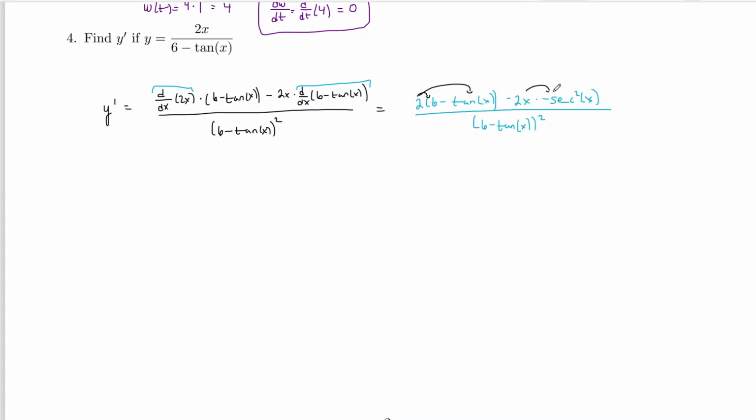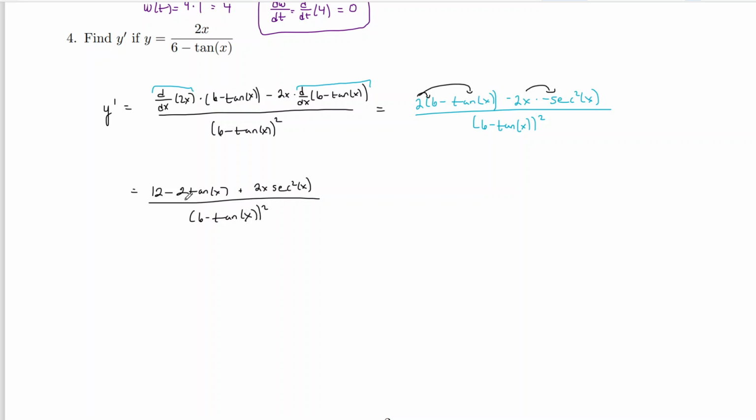Now, it's not necessarily always the thing you want to do, because if you have something in common with each one, you can factor it out. Ultimately, if you look at what's in common with these two things, only 2 is in common, and that's not going to help us much. So let's go ahead and just distribute everything through. Take the 2 through, we get 12 minus 2 times tangent of x. And then when we multiply the negative 2x times negative secant squared of x, we get a plus 2x secant squared of x. Once again, over our denominator, which we're not touching, 6 minus tan x squared.